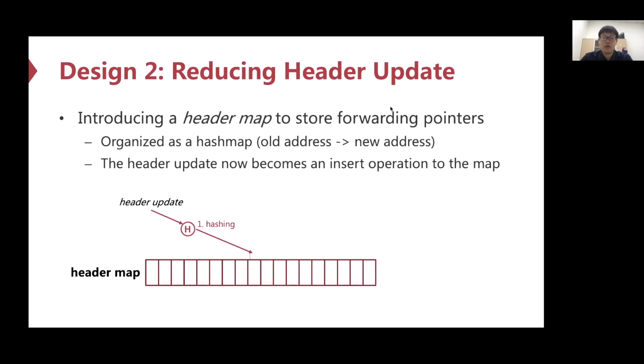The workflow is as follows. First, the header address will be hashed with the hash function to find the corresponding slot in the header map. Secondly, we use linear probing to find a suitable slot to store the mapping. Third, if we find that a slot is empty, we can store the mapping from old address to the new address in that slot. However, if we cannot find an empty slot, we will go to the NVM to directly update the header.